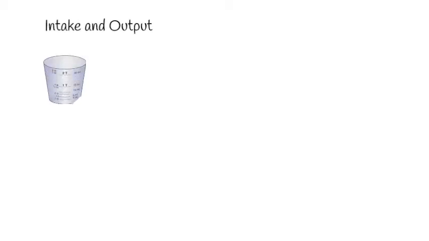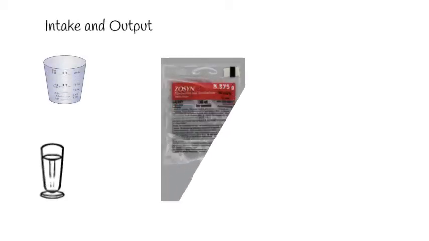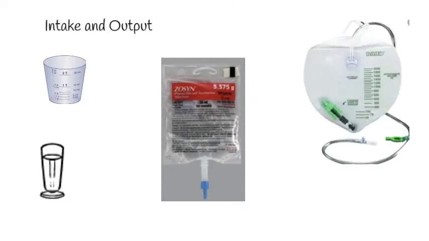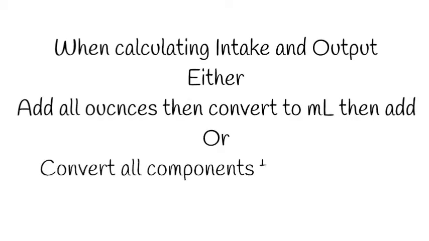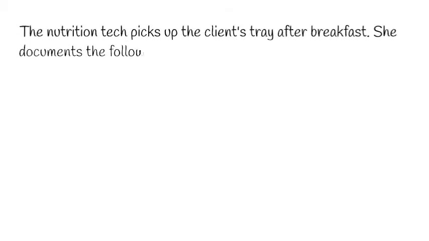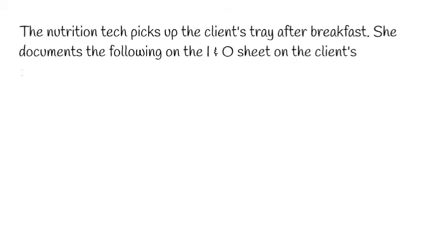So today we're going to talk about intake and output. When calculating intake and output, you can either add all the ounces and then convert to milliliters, or you convert to milliliters as you go, whichever way you prefer. There's no right or wrong way to do this. So let's begin with a simple problem for intake.